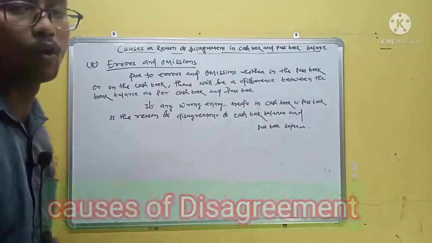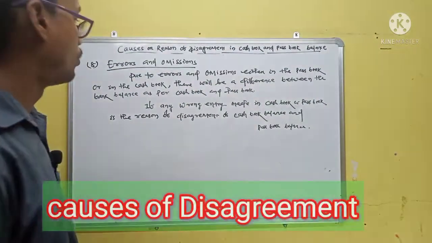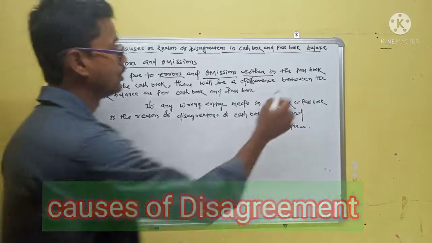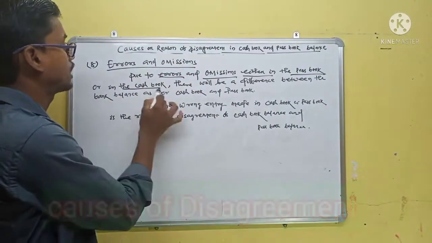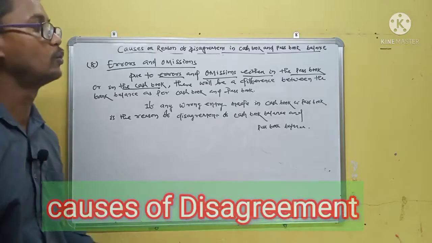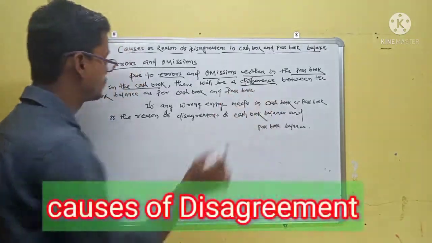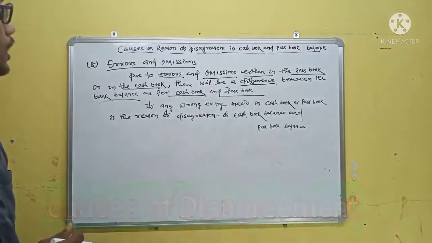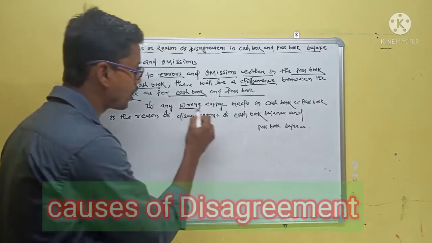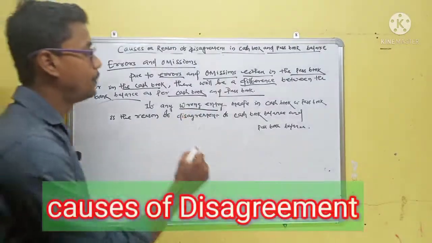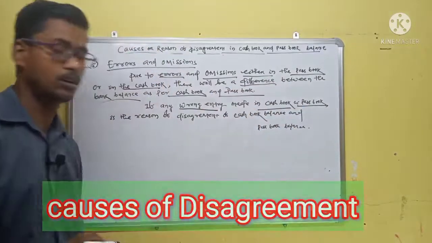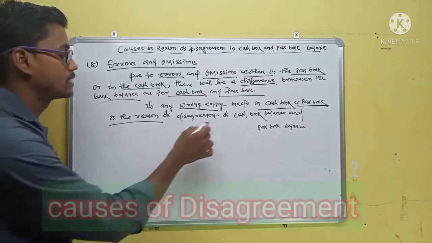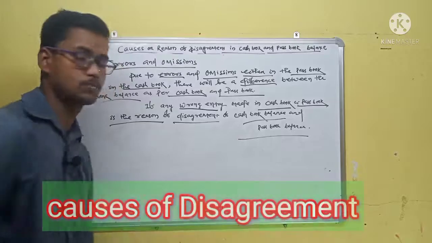Next is the errors and omissions. Due to errors and omissions, either in the passbook or in the cash book, there will be a difference between the bank balance as per cash book and passbook. And if any wrong entry is made in the cash book or passbook, it is the reason for a disagreement of the cash book balance and the passbook balance.